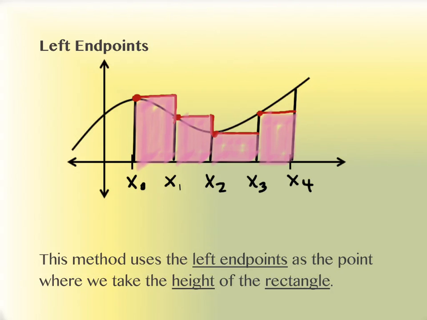So the widths are all the same, the heights are all different, and they're all determined in this picture by the left end point. So this is one way to do it. And we'll do one of these, an example with an actual function and stuff in a moment. Let's draw the same picture again, but use right endpoints, okay?